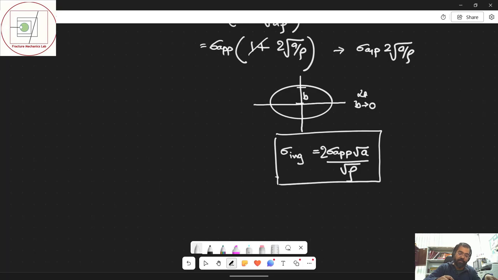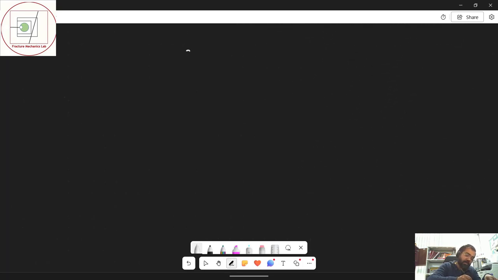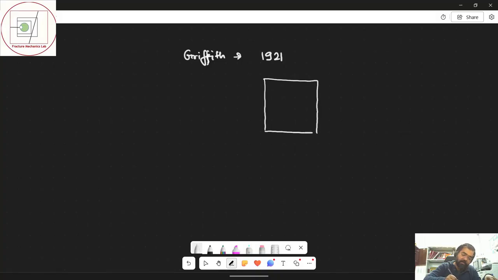what happened when Griffith came. Griffith's work is also very important, and that happens somewhere around 21. I might be wrong, but somewhere around that time. What Griffith says is that in a body, we again start with a homogeneous material which has a potential energy of pi, and then a crack is formed, and that crack is also something like this at the center.